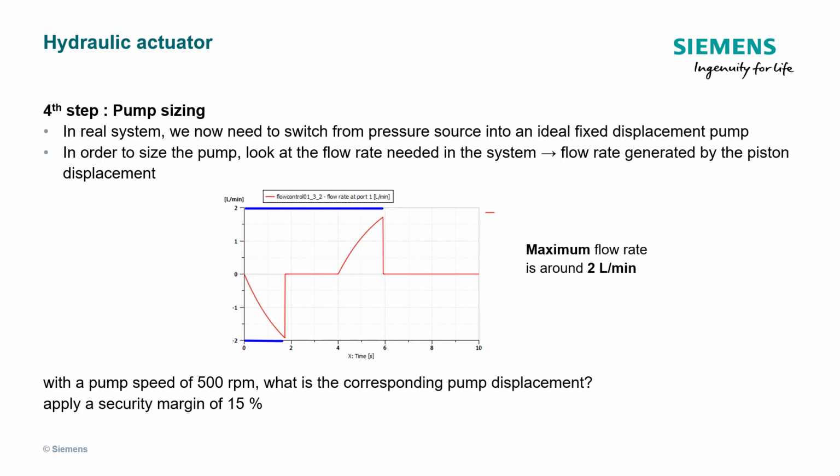From the simulation results, we can observe that the maximum flow rate is around 2 liters per minute. With the given pump speed, 500 rpm, what is the required pump displacement theoretically? And usually, we need to add a security margin to ensure the pump capacity can meet the system requirement. So, a 15% security margin is to be added, and let's check the calculation.